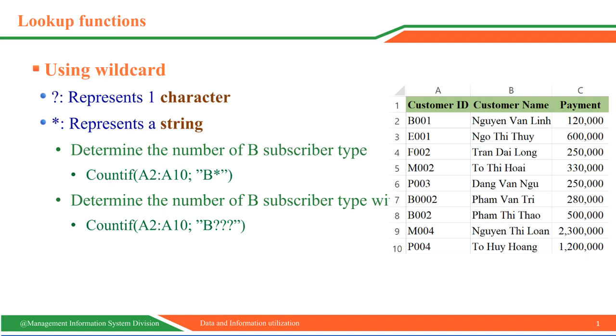The first one is the asterisk. The asterisk represents any sequence of characters. It can be long, short, or even empty. For example, in a subscriber list, if we need to identify subscribers of type B, we can use the expression COUNTIF A2 to A10, "B*", or to identify subscribers of type B whose subscription codes have 4 characters, we can use the expression COUNTIF A2 to A10, "B???".